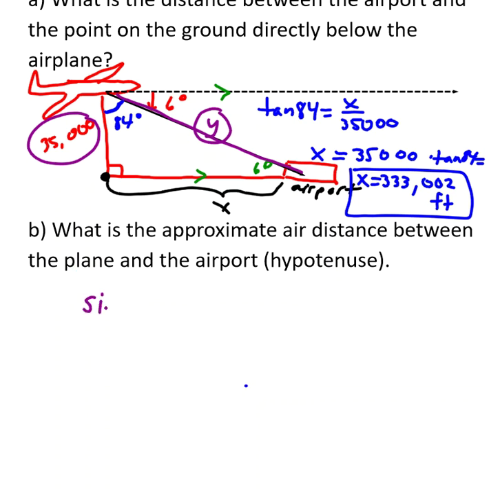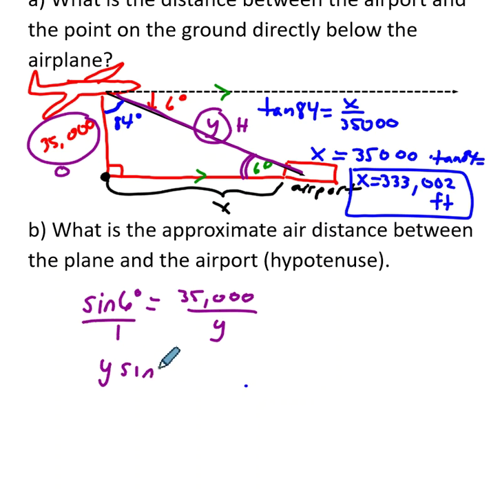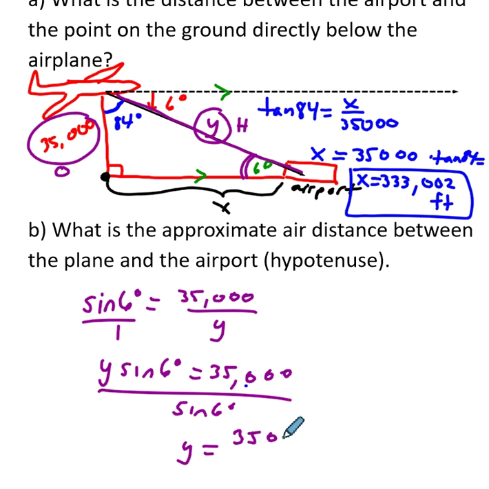But since the goal is to practice trig, I'm going to practice more trig. So I am going to use sine of 6 degrees, using the other angle. So I'm working from this one's perspective this time. This will be my opposite, and this would be my hypotenuse. So I chose sine. Sine of 6 is 35,000 over y. Now I'm going to cross multiply. So this is over 1. y times sine of 6 is 35,000. Sine of 6 degrees is a number, so I can divide both sides by sine of 6. So I get y equals 35,000 divided by sine of 6.